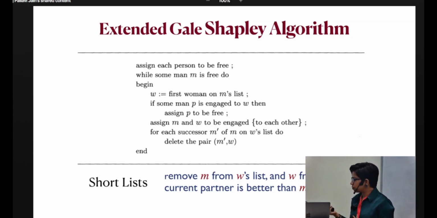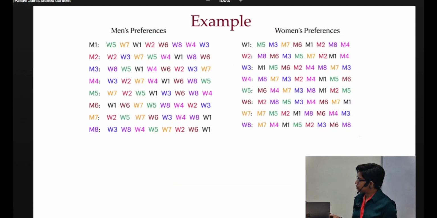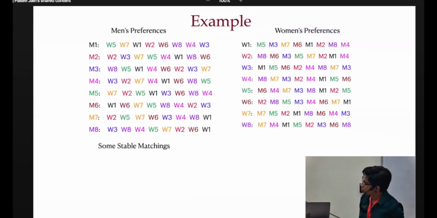Formally stated, you remove man M from W's list and W from M's list if W's current partner is better than M. This is the necessary and sufficient condition to capture that loop invariant. Now let us try to see how this whole thing impacts the algorithm as we go along. So this is a bunch of 8 men, 8 women, and their ranked preferences. In man 1's preferences, I think you can read.